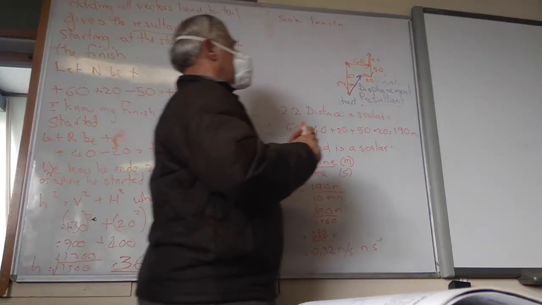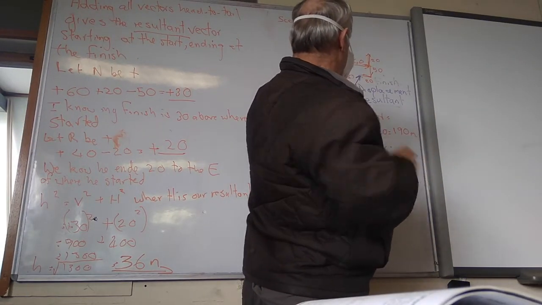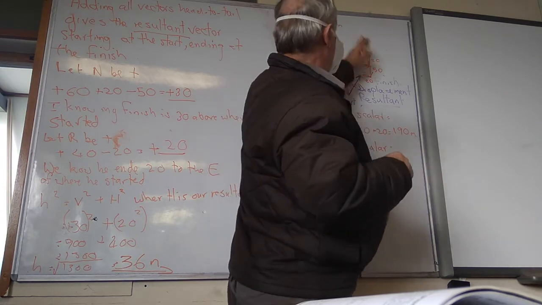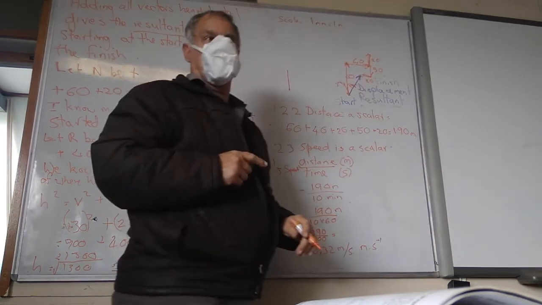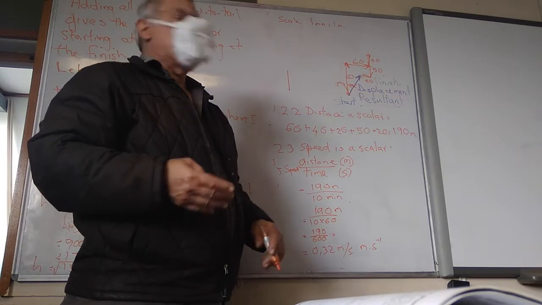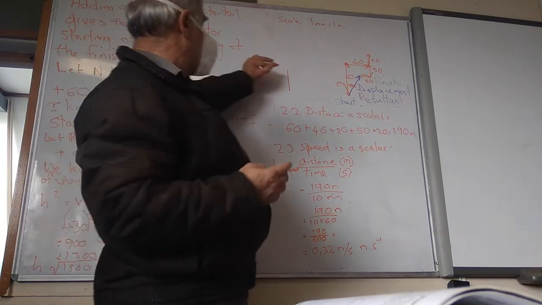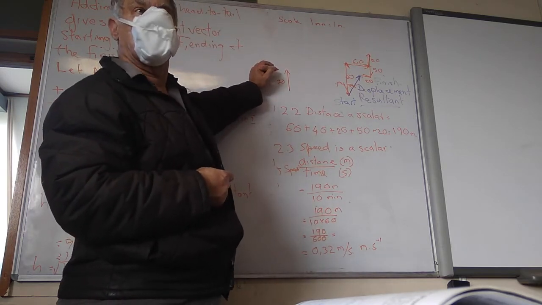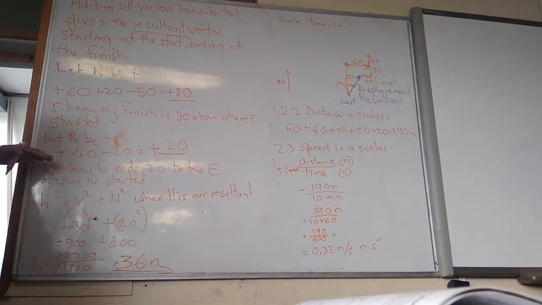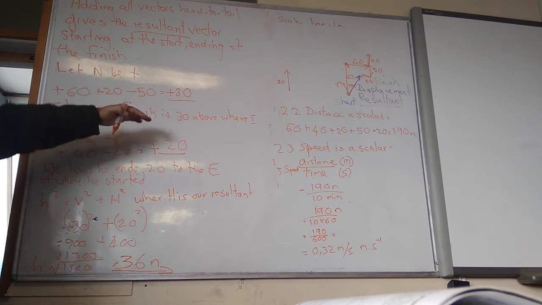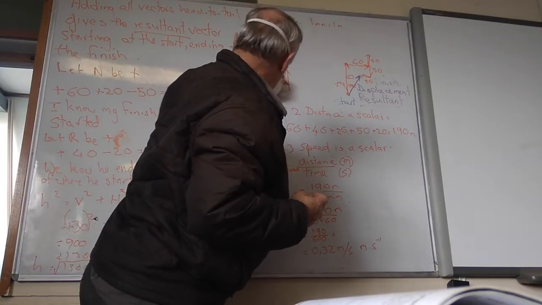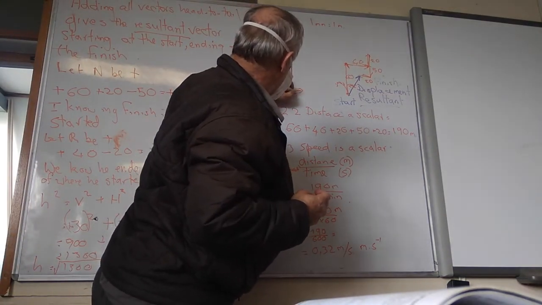Now, did you guys realize that all the vertical stuff just adds up to one thing? All the vertical vectors, up and down, add up to just 30. Do you know this? That's what we did here. And all the ones left and right add up to a total of 20.